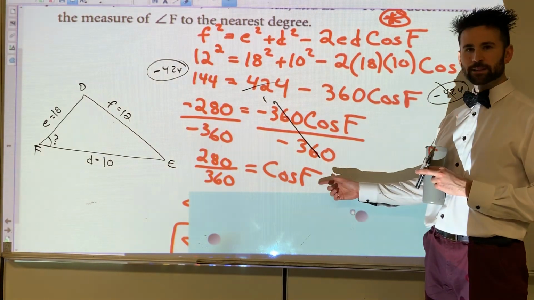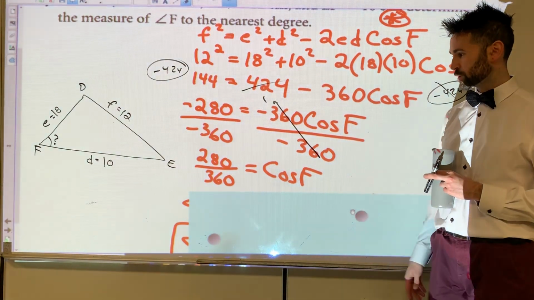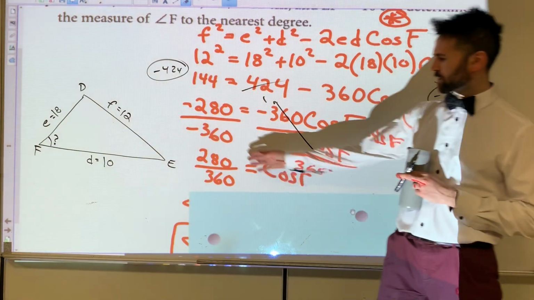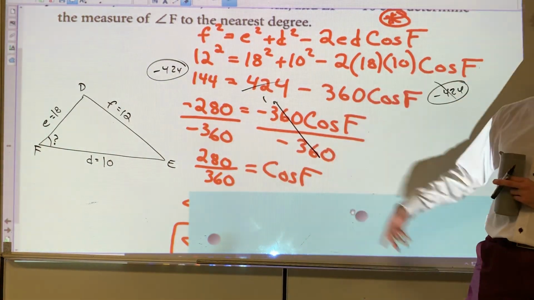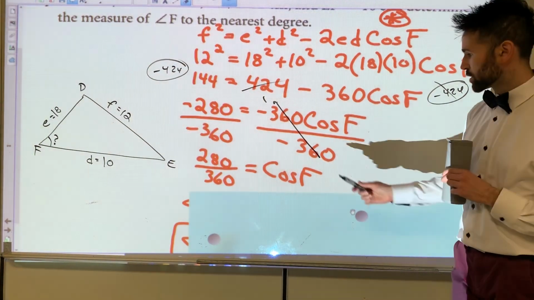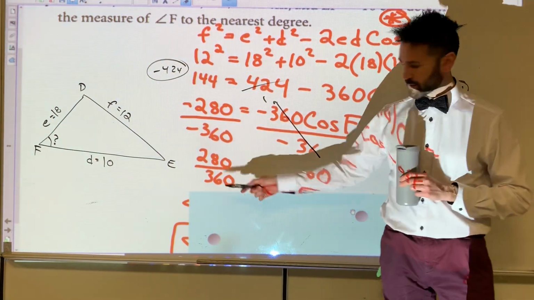Now how do you find the angle? $1 million question. Because you got a ratio, you don't even have to waste time reducing it. You could cross off the zeros, but who cares? What you've got to do, it starts with an I, inverse cos. So you're going to go inverse cos of that ratio.